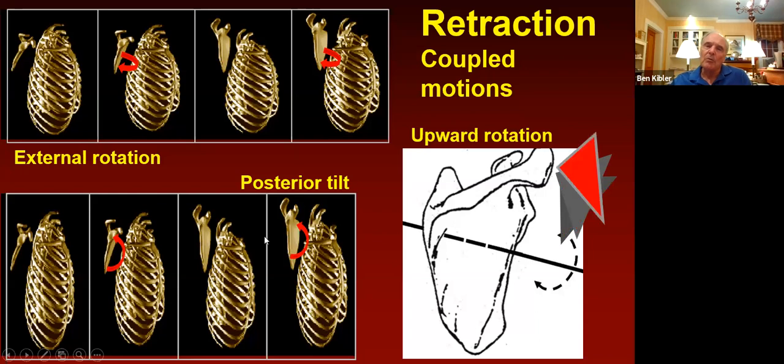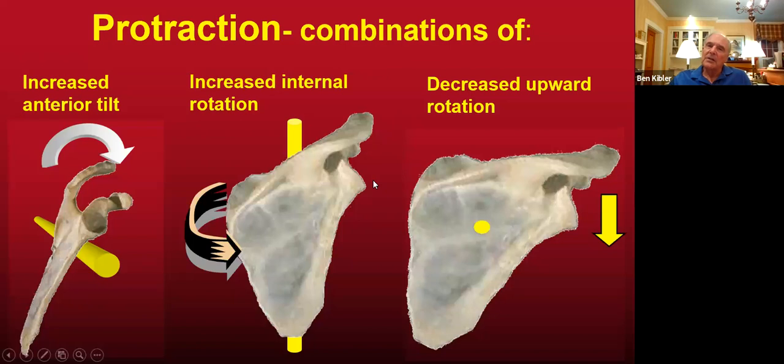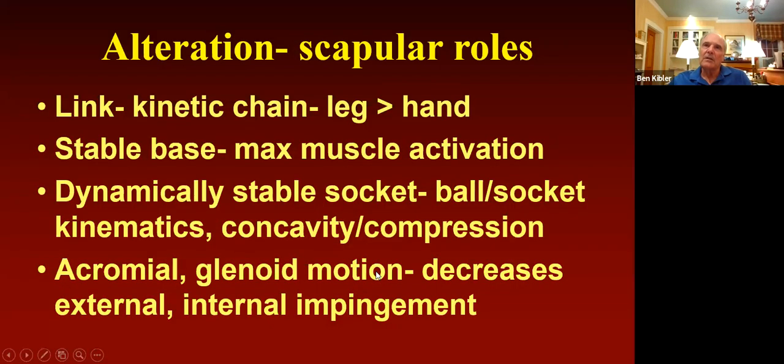Retraction, which is the normal pattern, has elements of external rotation of the scapula as the arm goes up, posterior tilt of the scapula as the arm goes up, and upward rotation of the scapula as the arm goes into overhead position. On the other side, protraction is a combination of increased anterior tilt, increased internal rotation, and decreased upward rotation, putting the scapula in a position of being unable to do the normal functions of the scapula.